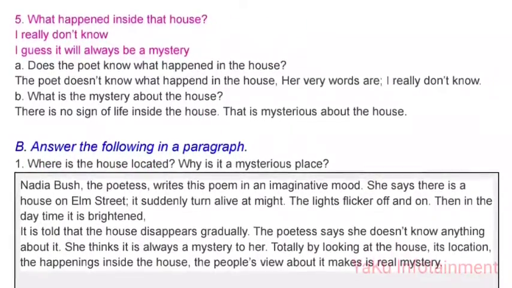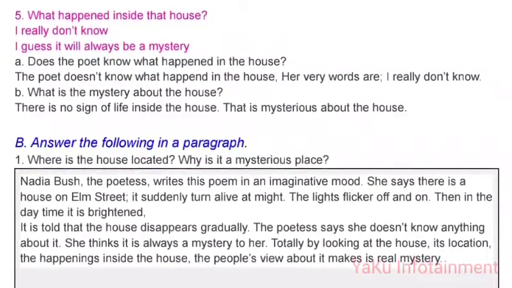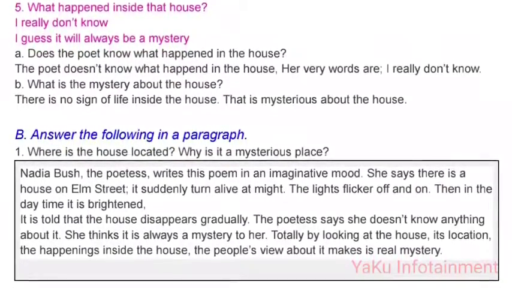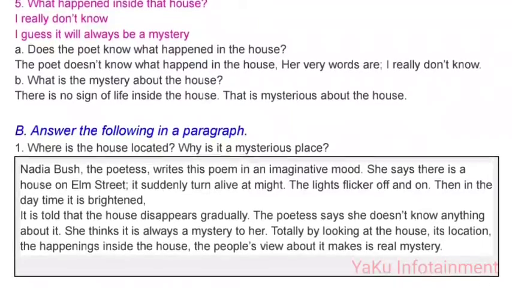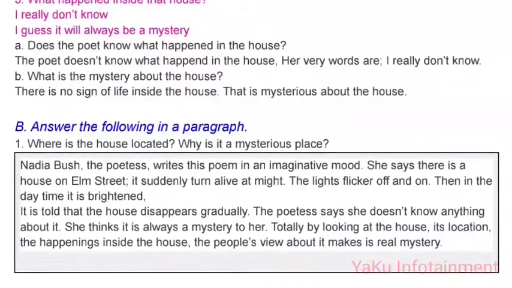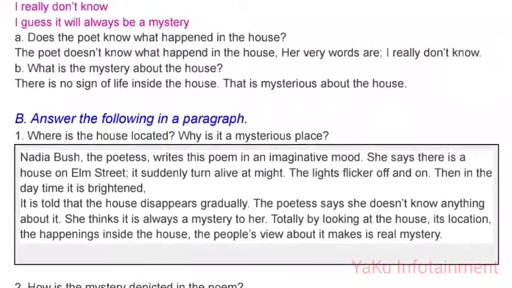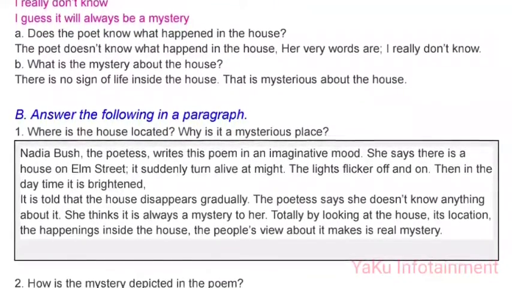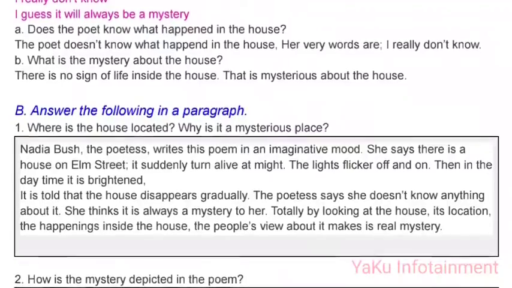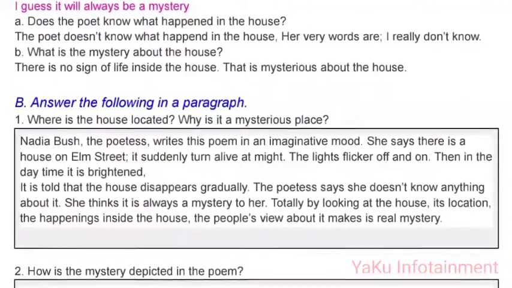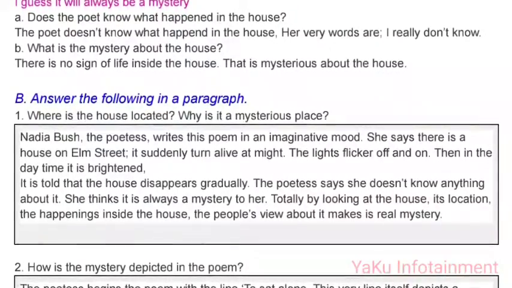5. What happened inside that house? I really don't know. I guess it will always be a mystery. A. Does the poet know what happened in the house? The poet doesn't know what happened in the house; her very words are, "I really don't know." B. What is the mystery about the house? There is no sign of life inside the house. That is mysterious about the house.